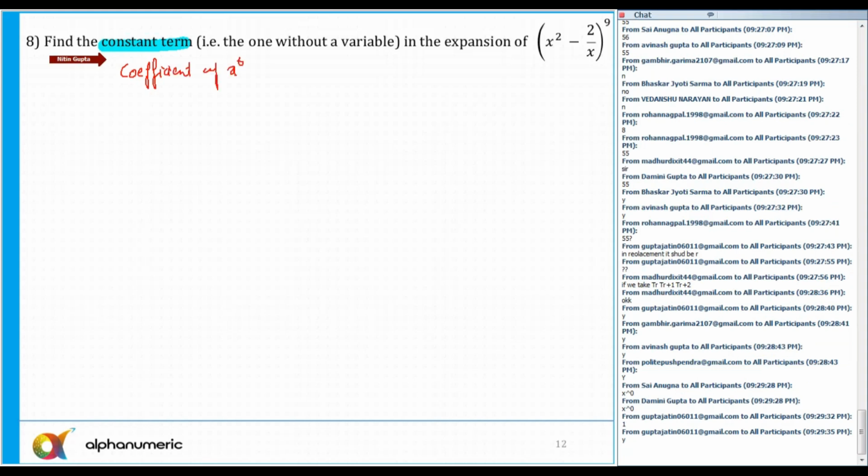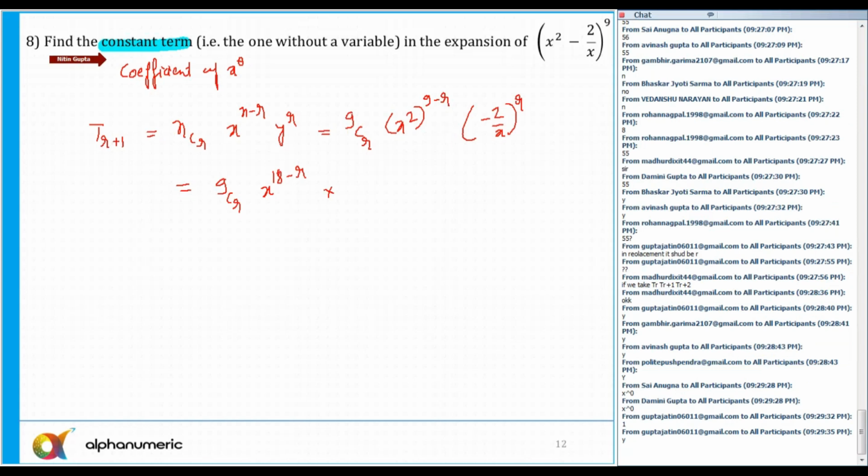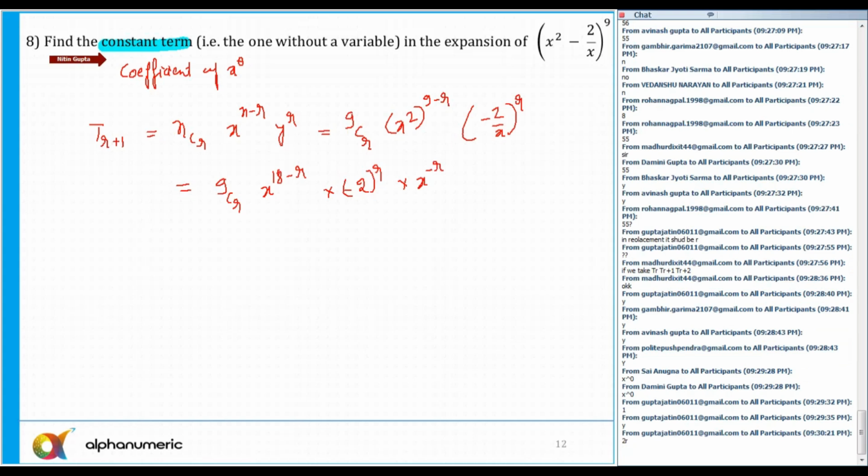And we all know the general term TR plus 1 is equal to nCr into x raised to power n minus r into y raised to power r. Here n is equal to 9, so 9Cr into x. The first term is x square raised to power 9 minus r. y is minus 2 by x raised to power r. So this comes out to be 9Cr into x raised to power 18 minus 2r... into minus 2 raised to power r into x raised to power minus r.